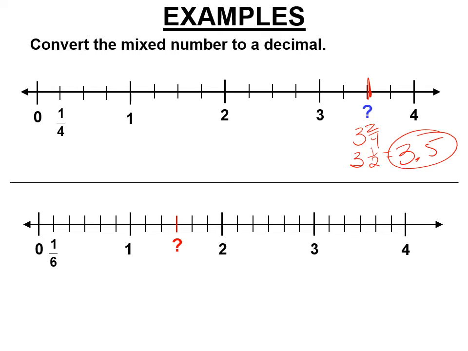Here, these are sixths. Okay, so 1 and 3/6. Once again, it's in the middle. 1 and 3/6 simplifies to 1 1/2, so this must be 1.5. 0.5 is 1/2, right? Because it's 5/10.